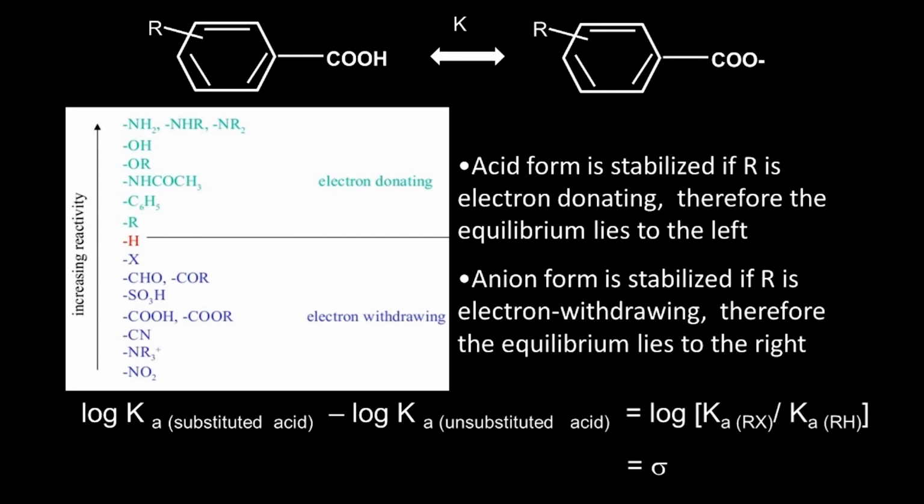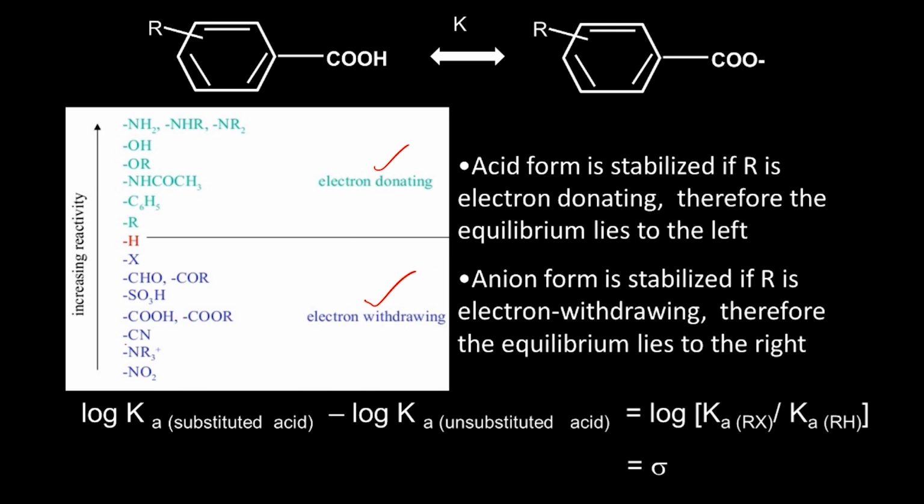The electron donating groups we have are OR and OH, they are all electron donating groups, whereas the electron withdrawing groups, where X could be chloro, bromo, iodo, then CHO, COOH, CN, NR, are all electron withdrawing groups. The acid form is stabilized if R is electron donating. This is the acid form, this is the anion form. So the acid form is stabilized when we have an electron donating group, and the anion form is stabilized if R is an electron withdrawing group.